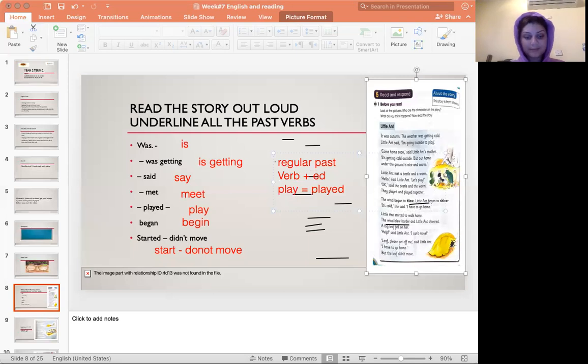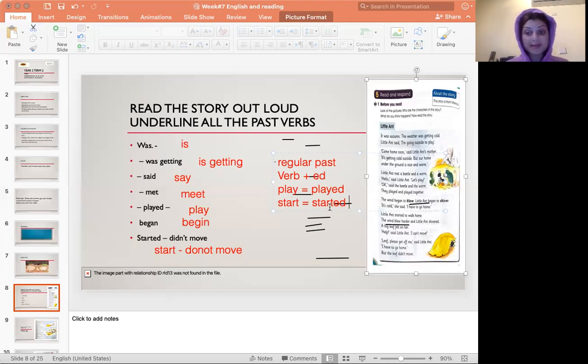Okay? Do you remember play, played? Do you remember start, started? Okay? So all of these verbs are regular verbs.